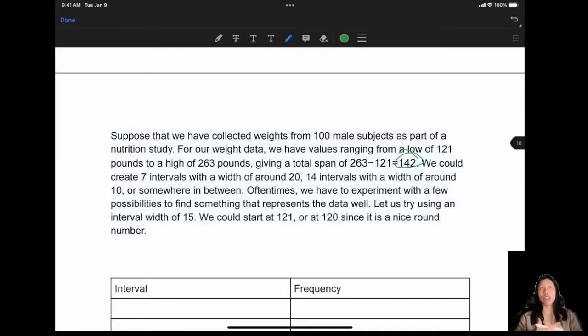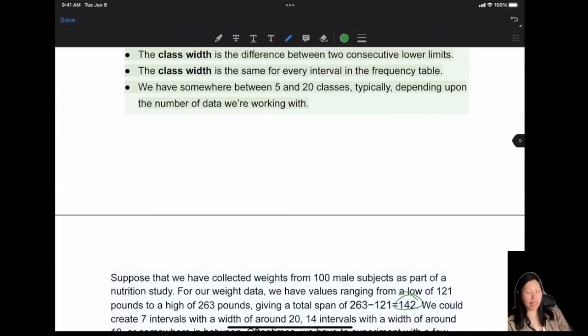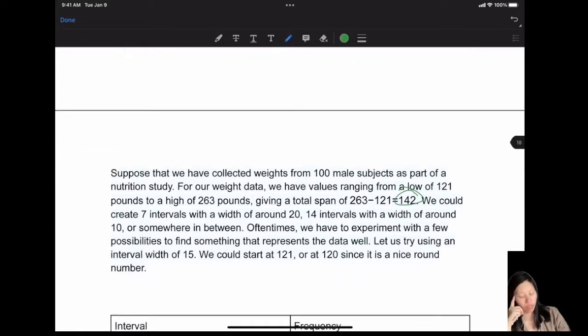That means you can make different categories. If you want to divide 142 by 7, you will end up with a lower limit difference of 20. If you want to do it as 14, the lower limit difference, which is the class width, would be 10. Oftentimes we have to experiment with a few possibilities to find one that represents the data well.